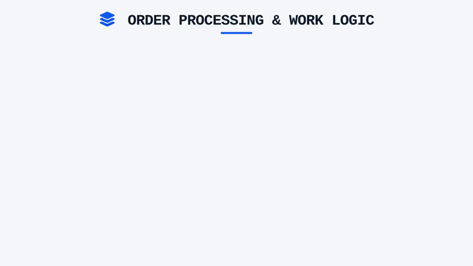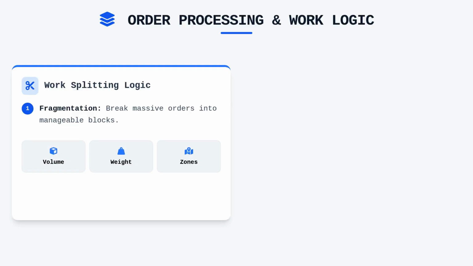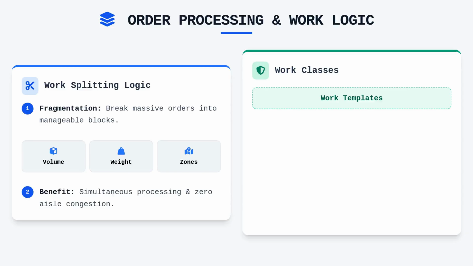Building on the foundation of the template, we often need to manage how large orders are processed to optimize throughput. Work splitting logic serves this purpose, allowing you to fracture massive orders into smaller, more manageable blocks based on volume, weight, or specific warehouse zones. By fragmenting these tasks, you can ensure that multiple warehouse workers can tackle a single large order simultaneously without physical congestion in the aisles.